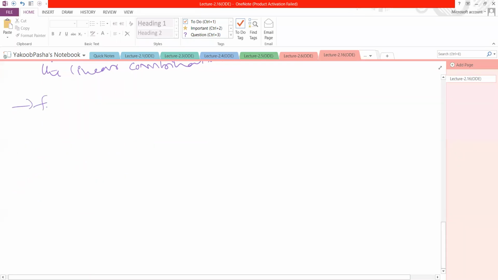For x lies between, that means minus infinity less than x less than infinity. That means x belongs to the open interval minus infinity comma plus infinity. This is nothing but the set of real numbers. Then the functions, I am taking the functions are polynomials.